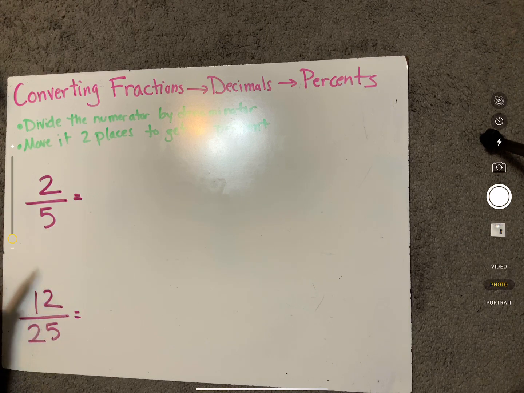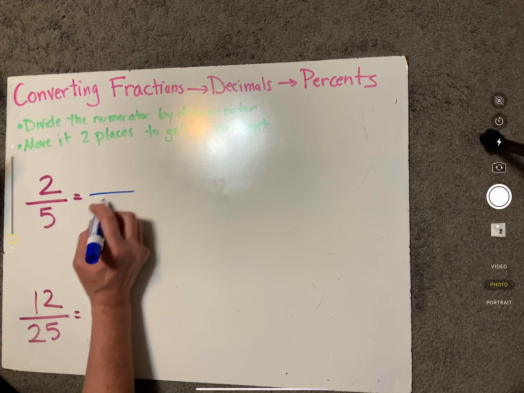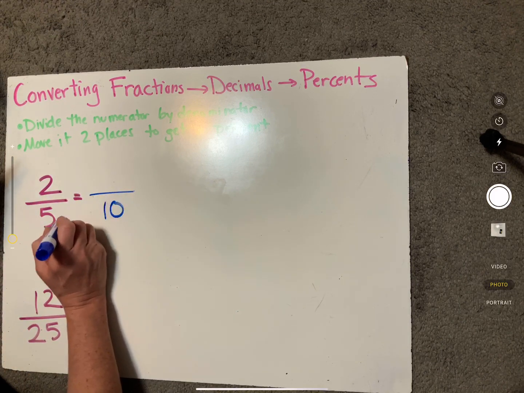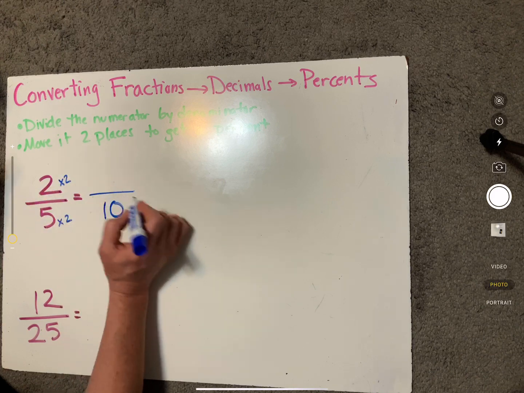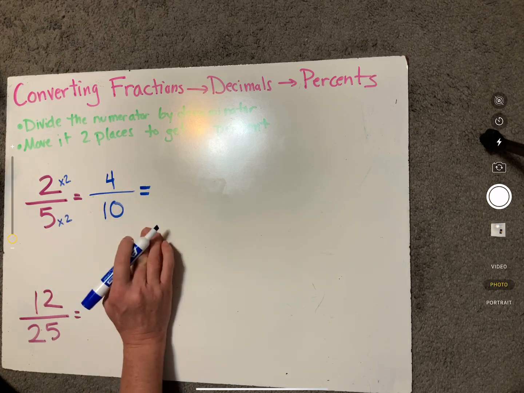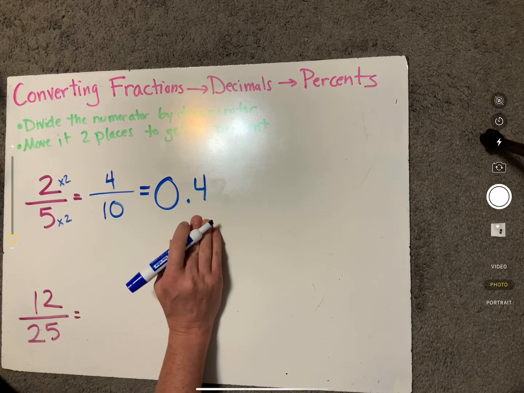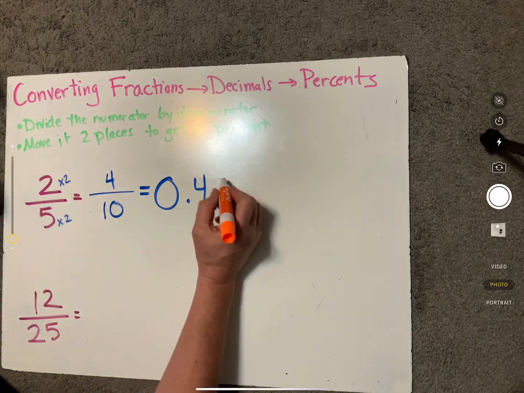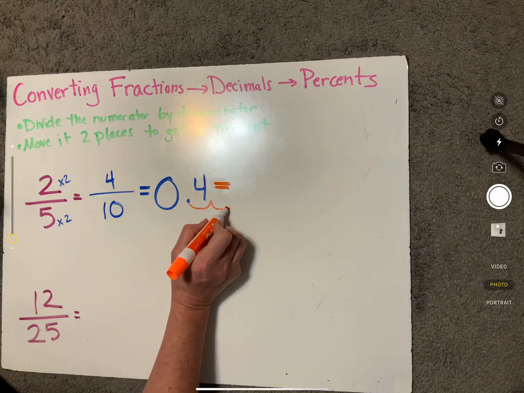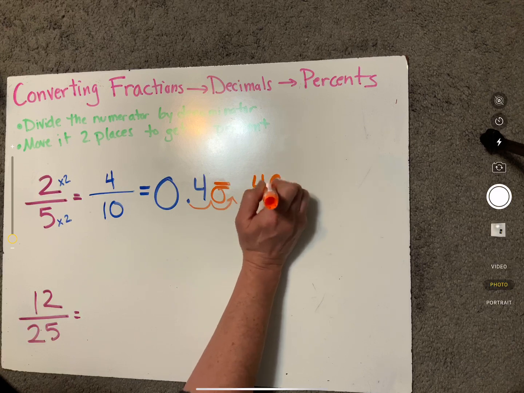Okay, so if I had fractions where I could easily make the denominator into either 10 or 100, then I wouldn't need a calculator either. So I could make this into a fraction that has a denominator of 10. So 5 times 2 is 10, 2 times 2 is 4. So that would be the fraction that's going to help me get to my decimal. So 4 tenths would look like that, right? 4 tenths. And then to get to my percent, remember, 1, 2 places to the right, which would be 40%.